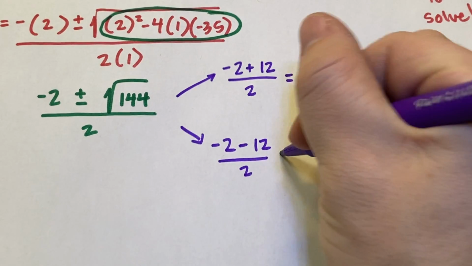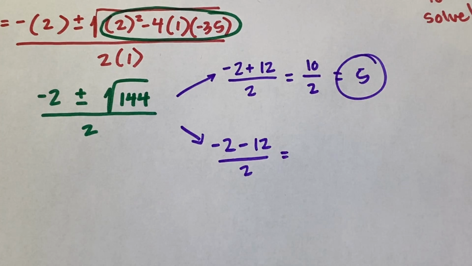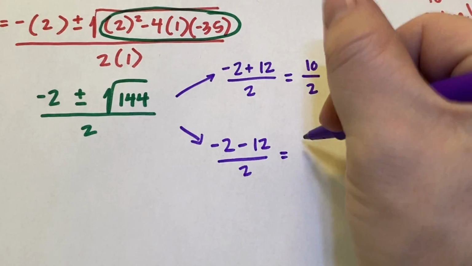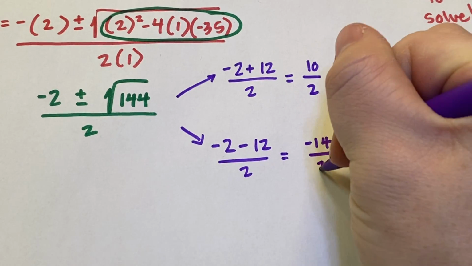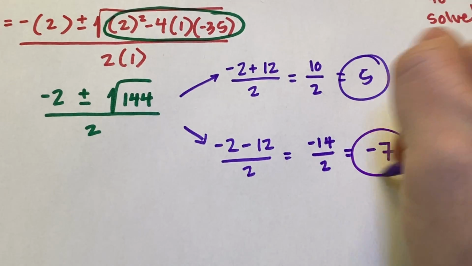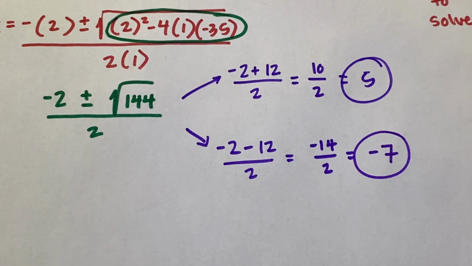Okay, what about my second answer? What's negative 2 minus 12 on top? Ooh, close. Negative 2 minus 12. Negative 14. What's negative 14 divided by 2? Negative 7. And there are my two answers.